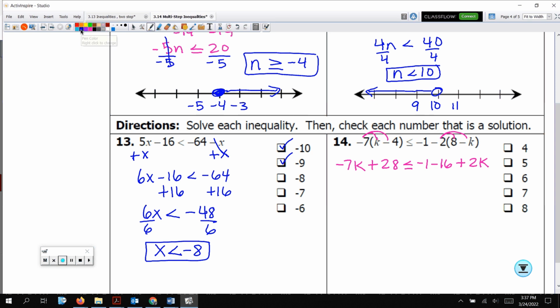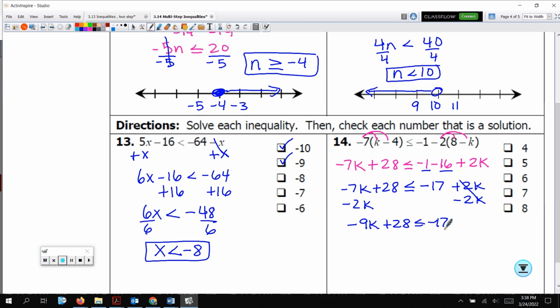Always check after you distribute to see if you have like terms. I do. I have negative 1 and negative 16. They're all on the same side. Just combine them. You type that in. Negative 1 minus 16 will give you negative 17. That's 2k. Negative 7k plus 28. All right. Now I want to move my 2k over. Since it's positive, I'm going to subtract. Negative 7 minus 2 is negative 9k. Plus 28 less than or equal to negative 17.